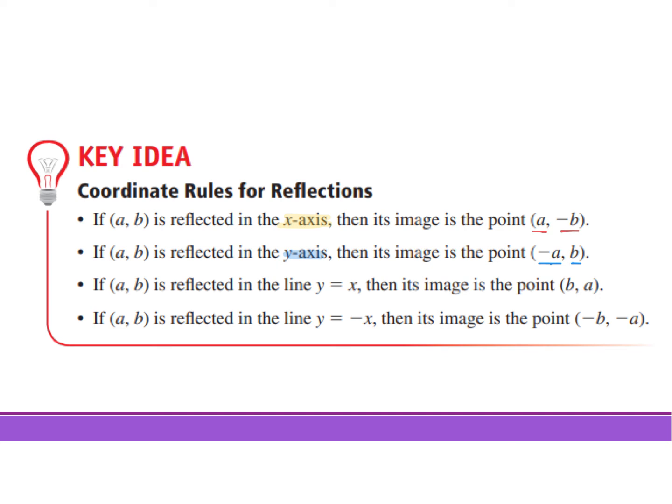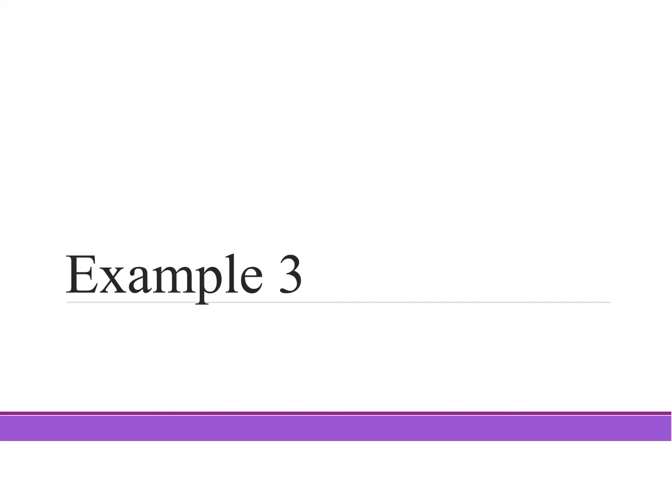Now, when we're looking at reflecting over the line y equals x, what we're actually going to do is flip-flop the coordinate points A and B. So the new coordinate point will become BA, and you can see that right here. Likewise, if I'm going over the line y equals -x, I'm still going to flip-flop A and B. However, A and B are both going to change signs as well. So let's take a look at one last example and see how this works.